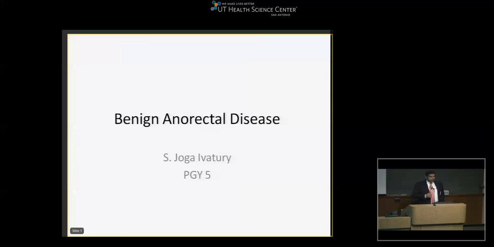Grade 3 are those that protrude spontaneously and require manual reduction, and involve painless bleeding, a palpable mass, and leakage, as hemorrhoids are also involved in promoting the resting anal tone. And then grade 4 are those that are permanently prolapsed and irreducible. They tend to be involved with bleeding, leakage, and poor anal hygiene.